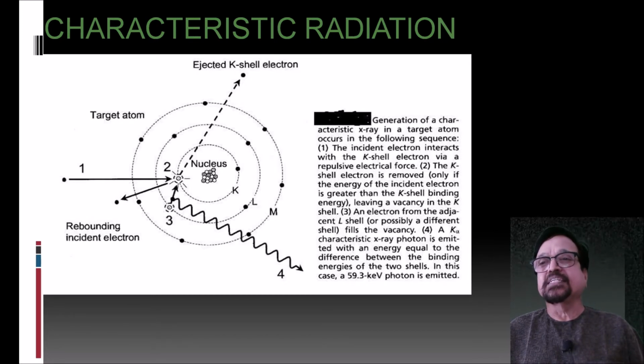Now stage 3: an electron from the adjacent L shell, or possibly a different shell, fills the vacancy. There is a vacancy and that is filled by an electron from the adjacent level, that is from L. Now the K alpha characteristic X-ray photon is emitted with energy equal to the difference between the binding energies of the 2 shells. In this case 99.3 keV, so a photon is emitted.